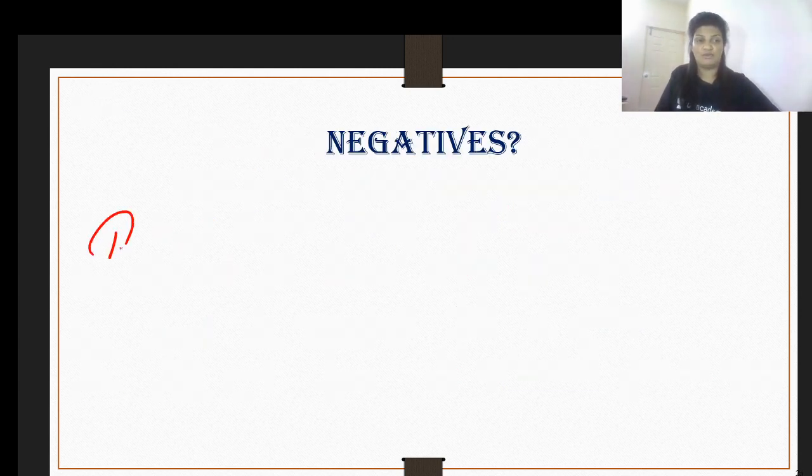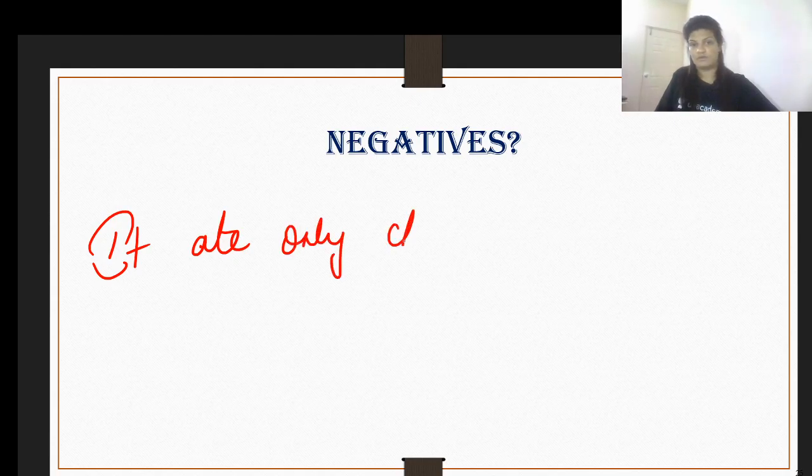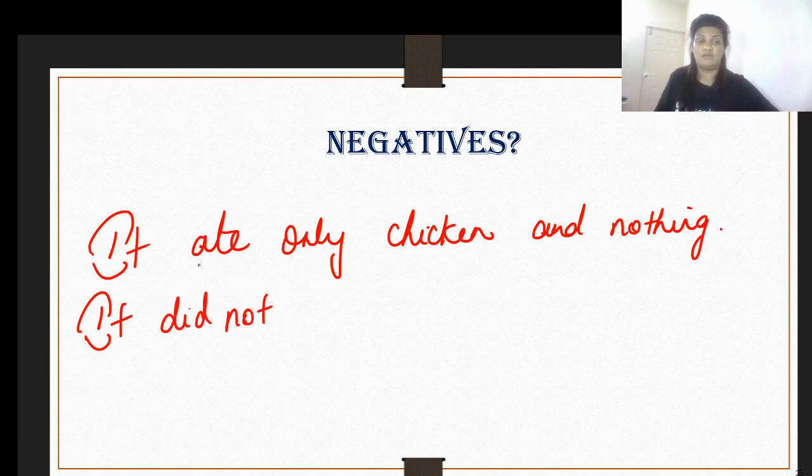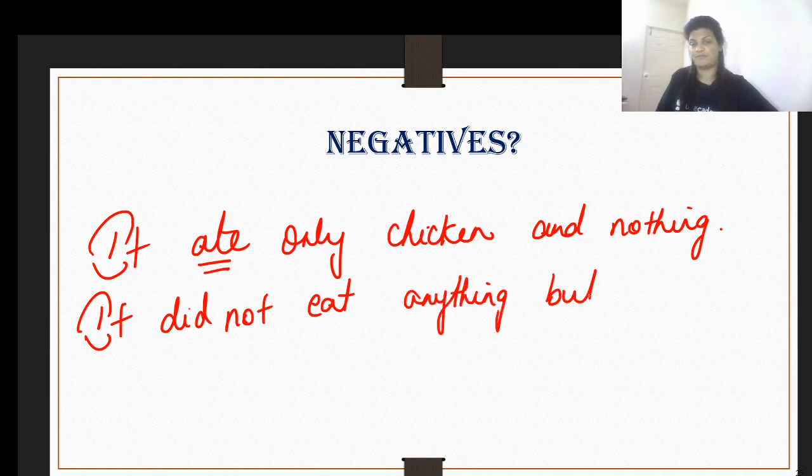With the last example, which is it ate only chicken and nothing else. How will you convert this into negative? Well, just the same rule. You will bring in did not over here, and the present tense of ate is eat. It did not eat anything but chicken.